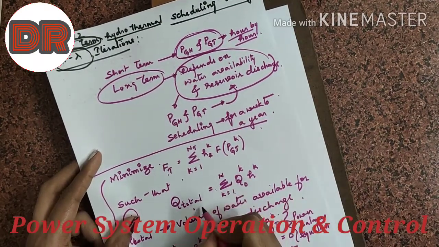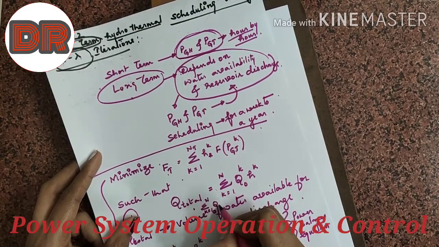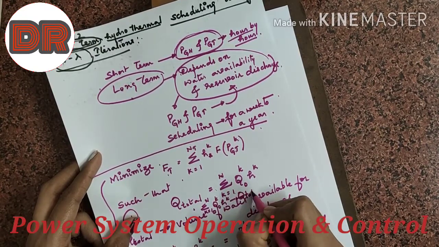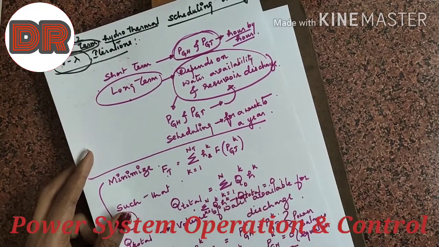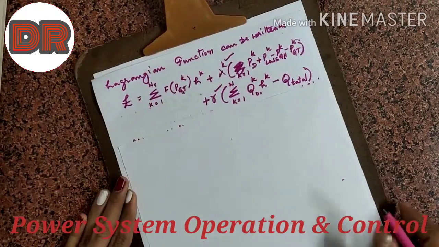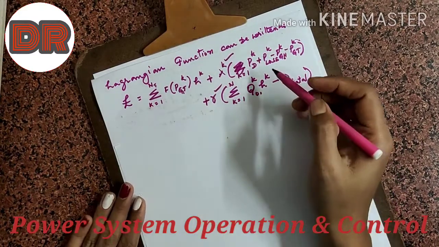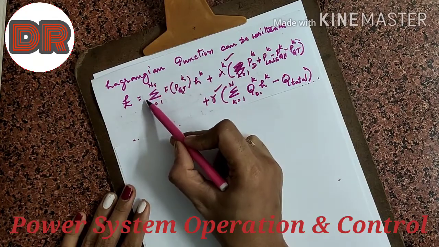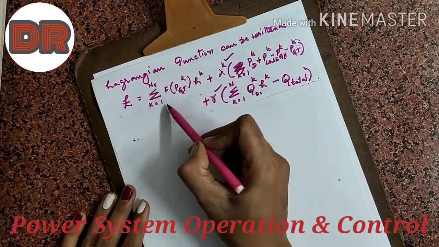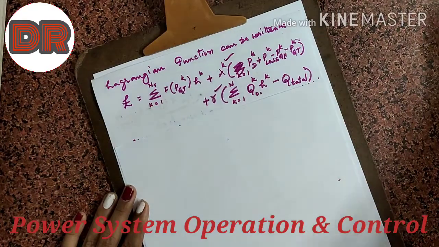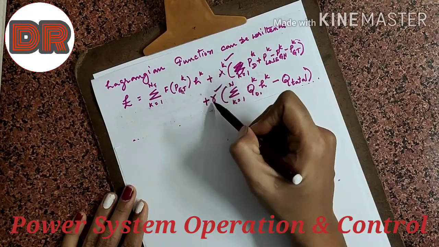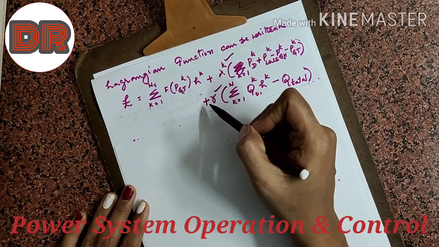So the constraint I have written is summation k equals 1 to n of Q naught k H k minus Q total is equal to 0. So we have written the Lagrangian function based on two constraints. This is the objective function for the mathematical model, and these two are the constraints. Lambda and gamma are the Lagrangian multipliers.